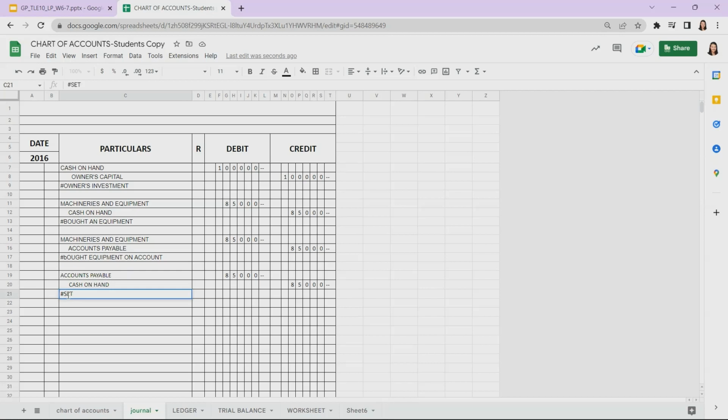So to explain this, why do we have debit, accounts payable? Why do we have credit, cash on hand? It is because we settled the liability. So we have here settlement of accounts.